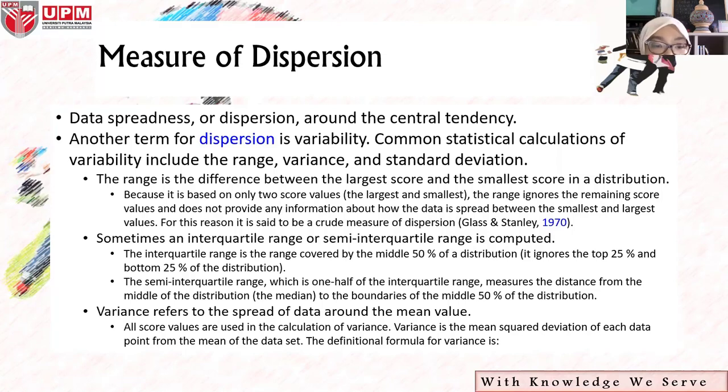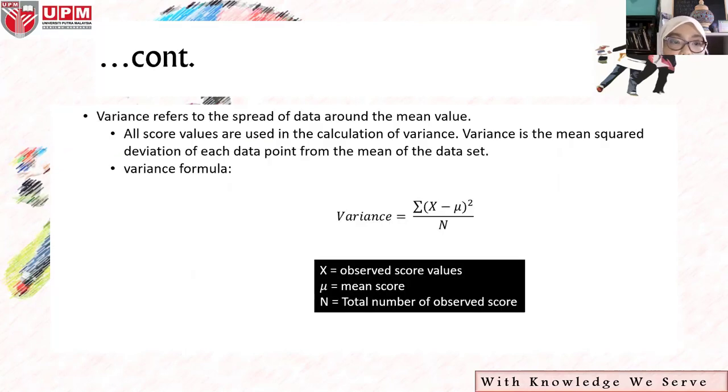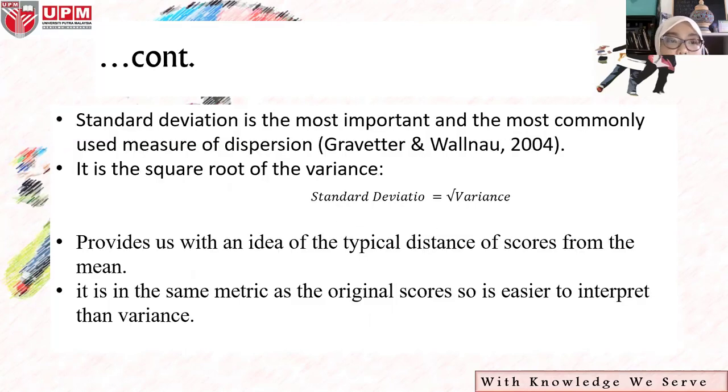Variance refers to the spread of data around the mean value. So this equation is for the standard deviation. Among all the measures of dispersion, standard deviation is the most reported one.